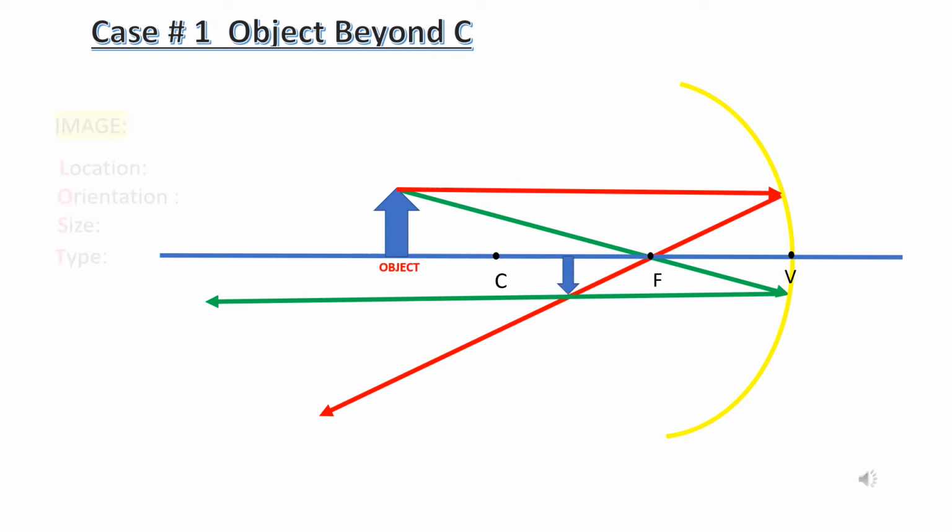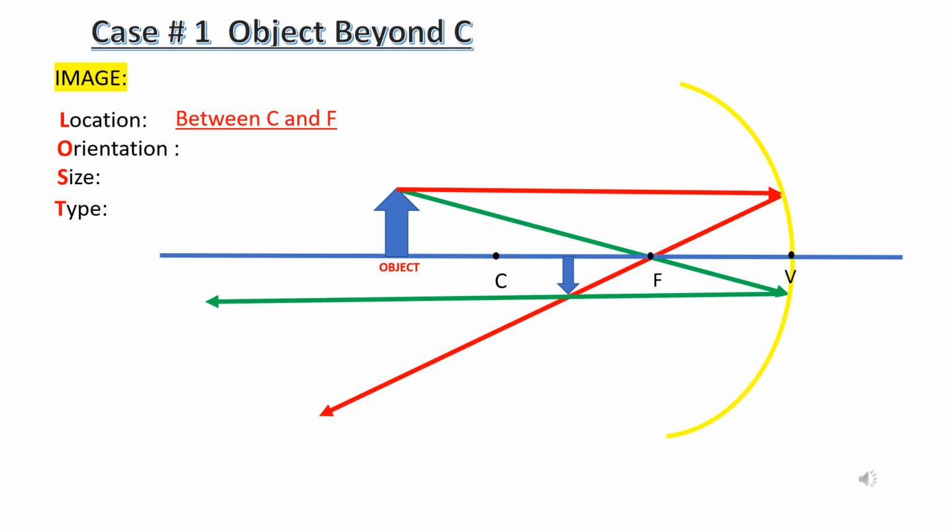With this, we can describe now the image based on the location. The image is formed between C and F. For the orientation, the image is inverted. That is to say, if the object is right side up, then the image is upside down. For the size of the image, it is smaller than the object. And finally, the image is a real image. It is real because it is formed by the real intersection of the light rays, and a real image can be projected on a screen.